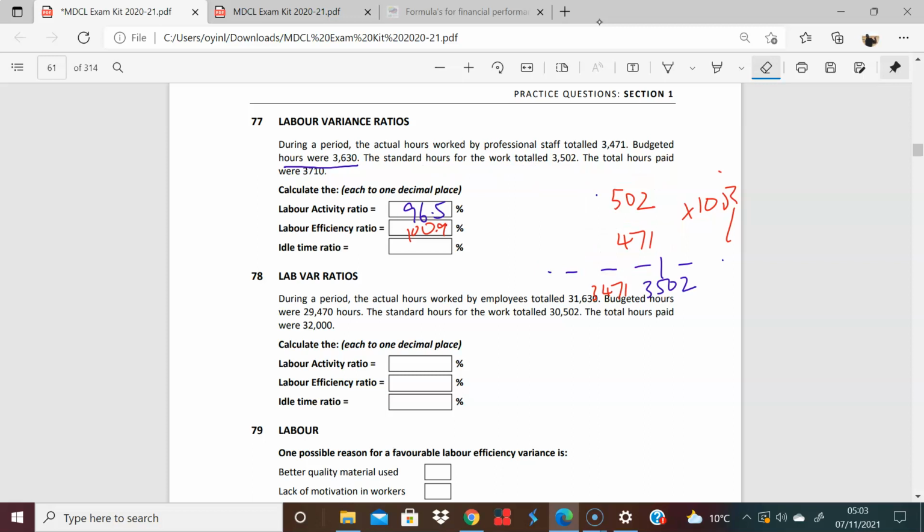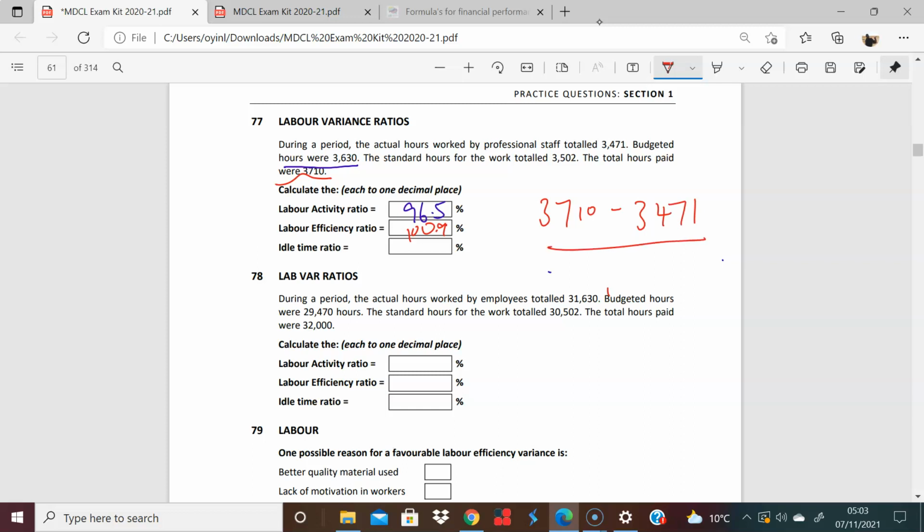Right, idle time. We did this in class, but it might be a new one for you. What we're really saying here is how much time were you milling around? What is the idle time ratio? Idle time is to do with pay. If I'm paying you for 3,710 hours and you're only actually working for 3,471, that is the idle time. I will take this as a percentage of the total time I've paid you for.